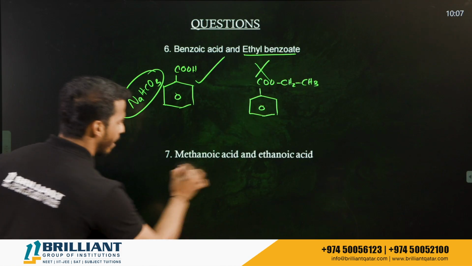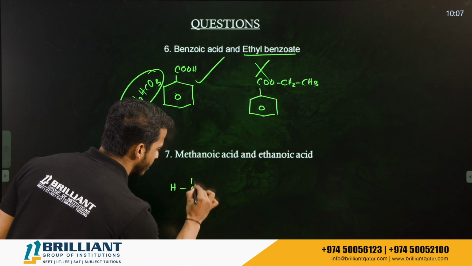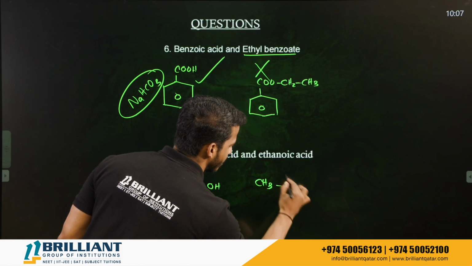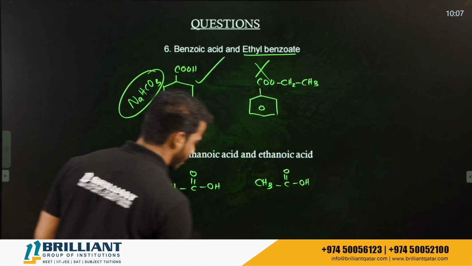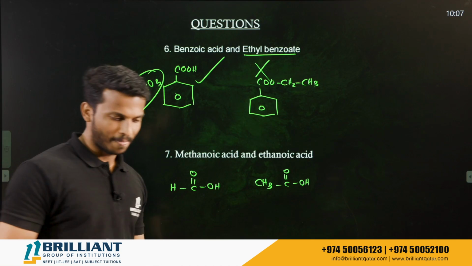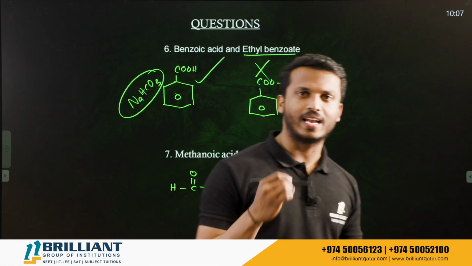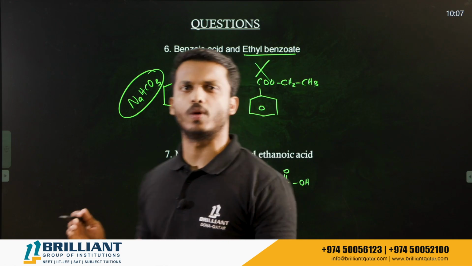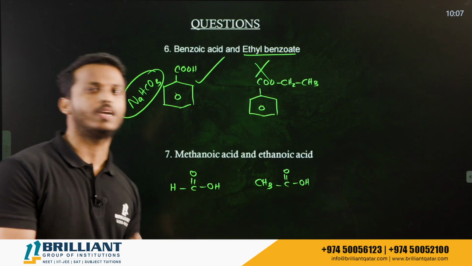Clear? Next one, methanoic acid and ethanoic acid. What is methanoic acid? HCOOH. What is ethanoic acid? CH3COOH. Dear all, is there confusion? Both methanoic acid and ethanoic acid are carboxylic acids. So which test can't we use? The sodium bicarbonate test, because both will give the test.